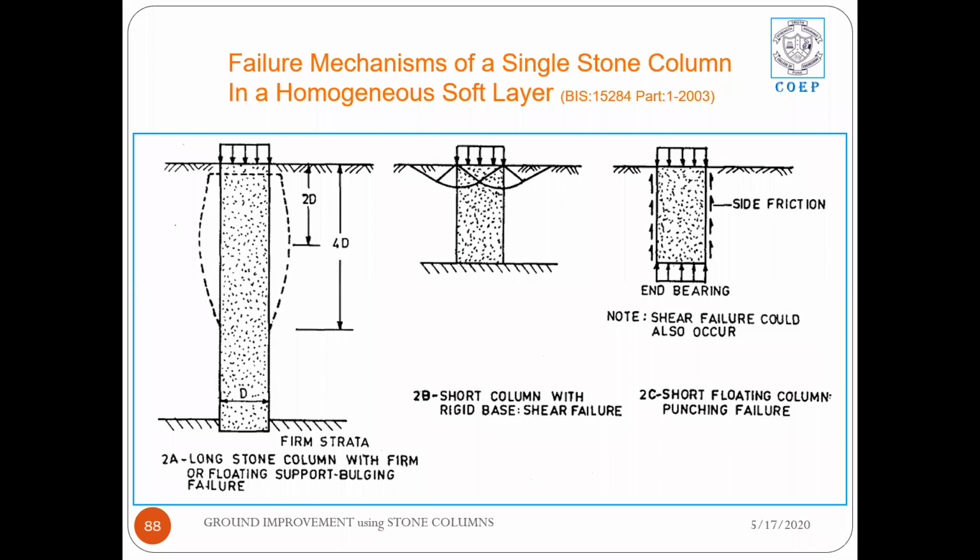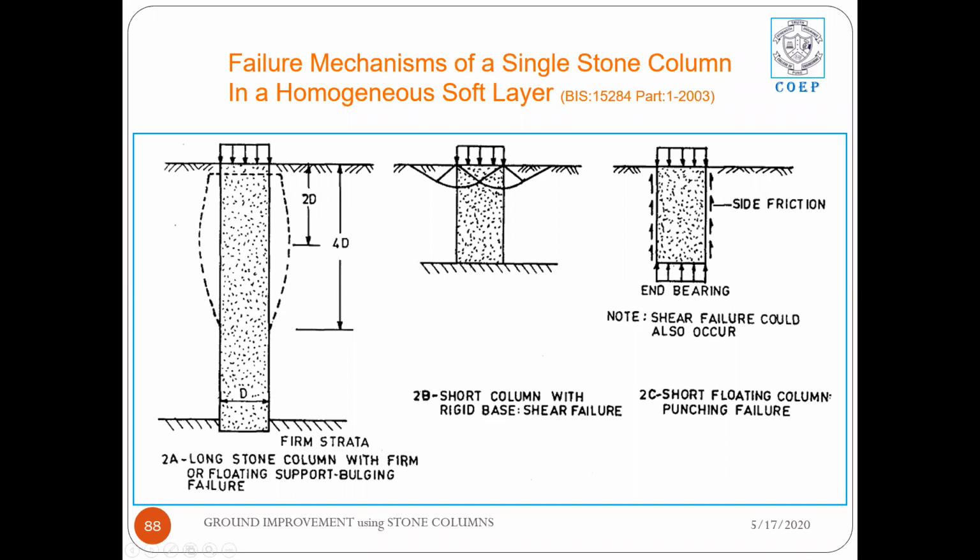In the second case, for short stone columns, the shear failure takes place. Whereas in the case of a floating stone column, where the stone column is not resting on a firm strata, the punching failure takes place as it doesn't have any end bearing. It simply penetrates into the soil.